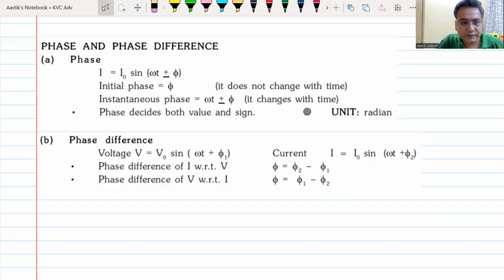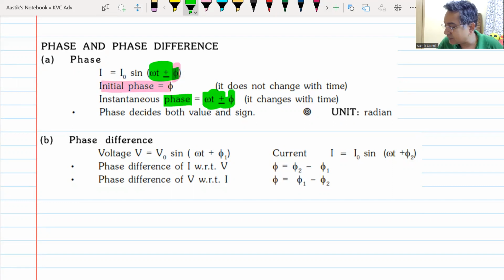Then we can see once more what is phase and phase difference, because this plays a very important role in this chapter. This phi is known as the initial phase. Do we understand this? Yes, sir. This entire thing, omega t plus or minus phi, is known as the phase of the sine wave. Depending on different times, we can find out what is the phase.